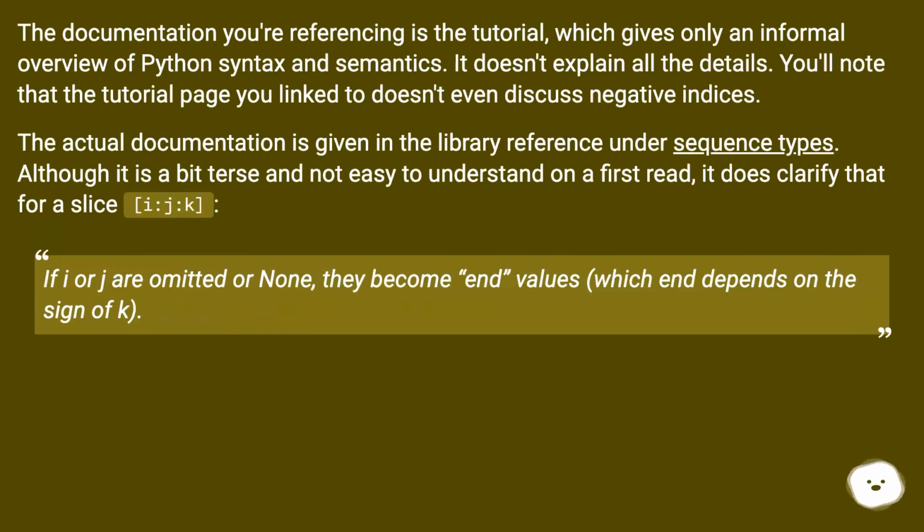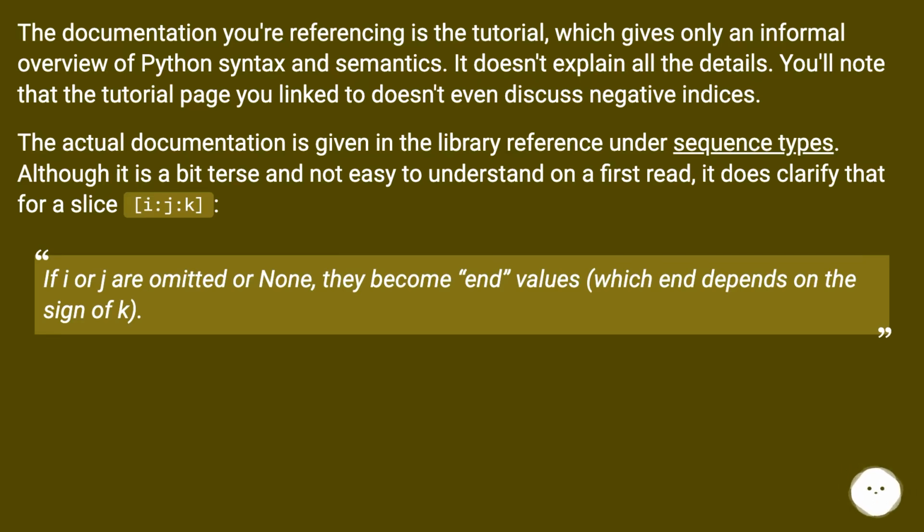The documentation you're referencing is the tutorial, which gives only an informal overview of Python syntax and semantics. It doesn't explain all the details. You'll note that the tutorial page you linked to doesn't even discuss negative indices. The actual documentation is given in the library reference under sequence types.